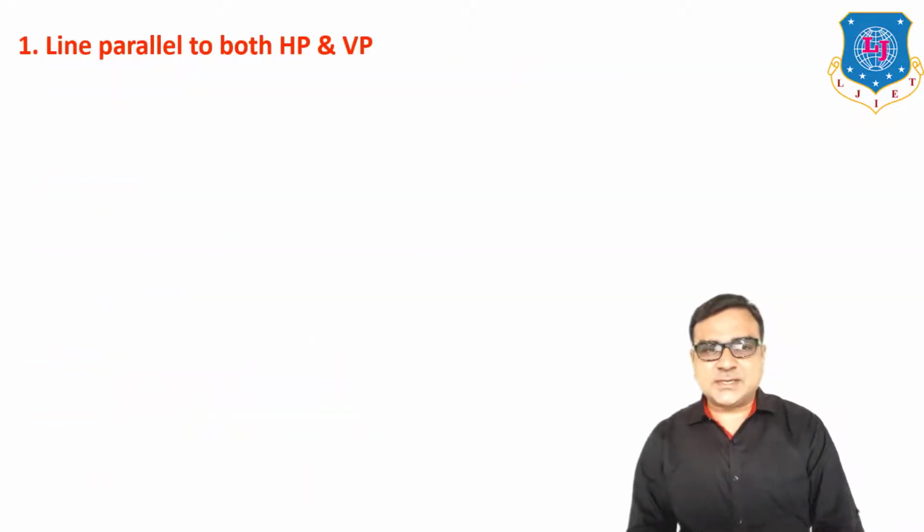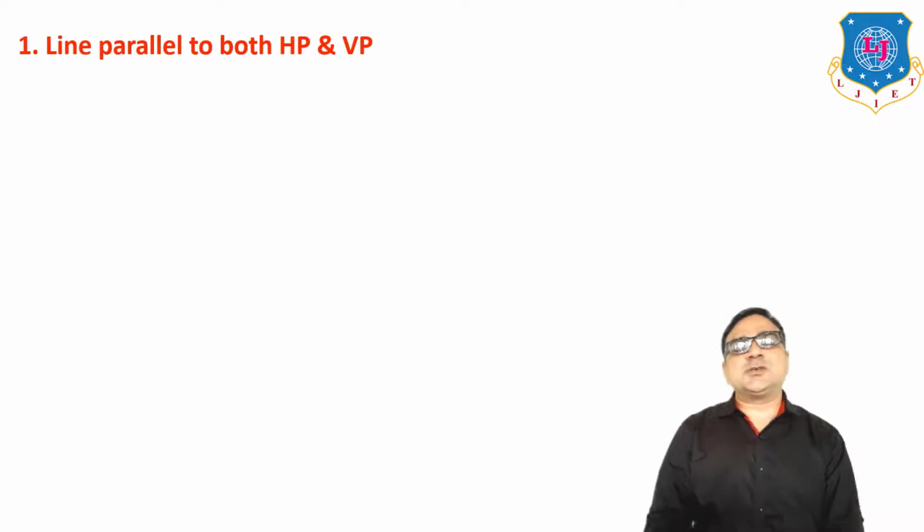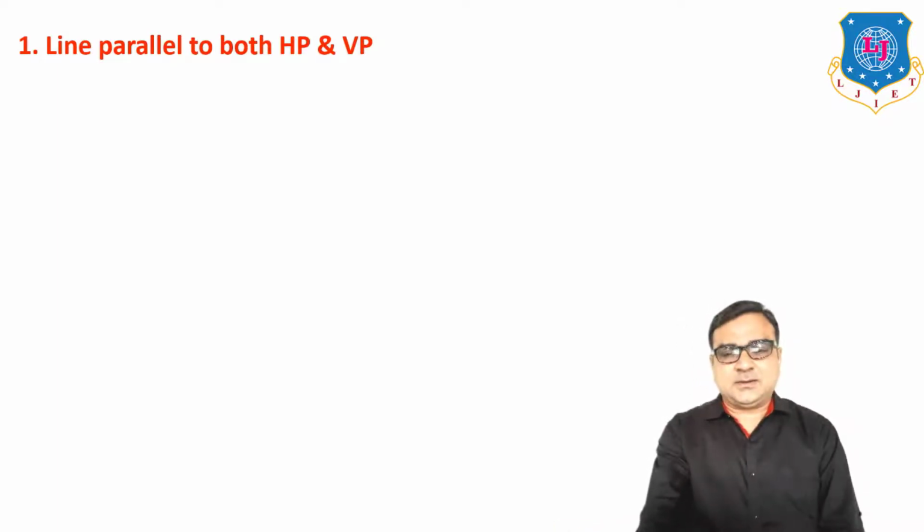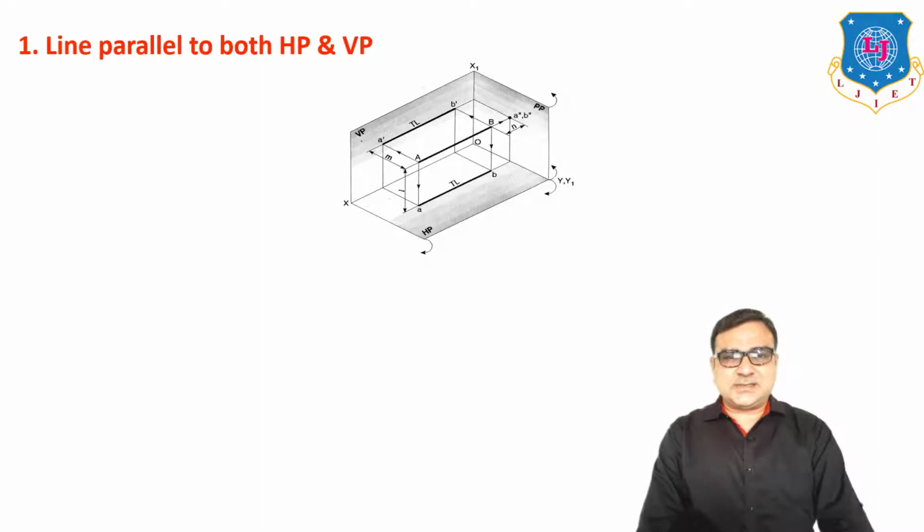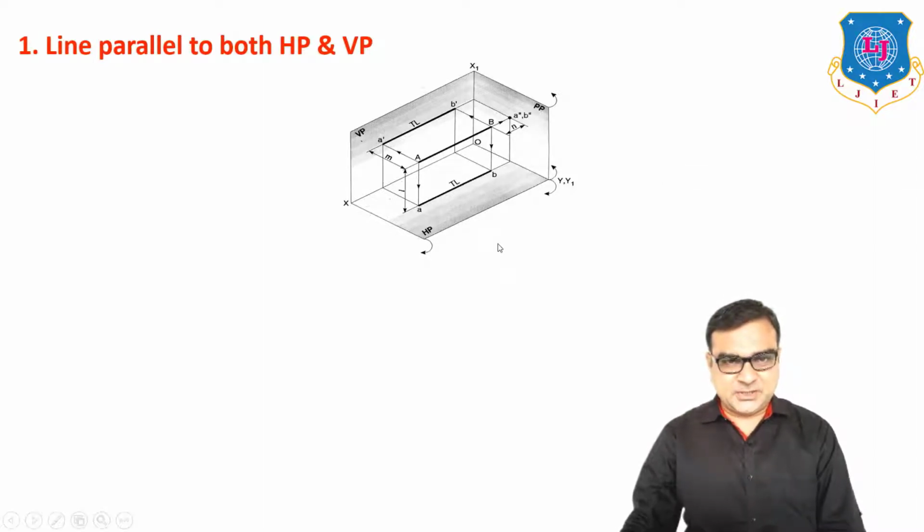So let us see the first case, when the line is parallel to both HP and VP. Look at this picture. This is a horizontal plane, vertical plane, and profile plane. So consider this is the first quadrant in which our line AB is located in such a way that the line AB is parallel to HP and parallel to VP both. So here line AB is our main object.